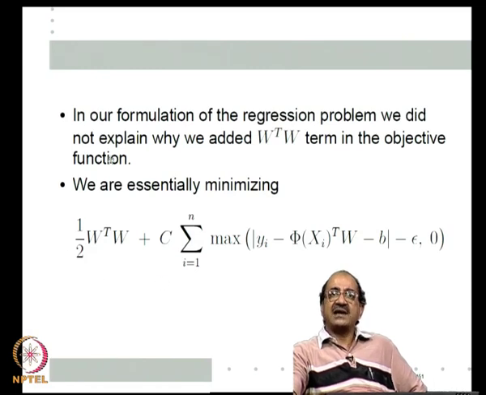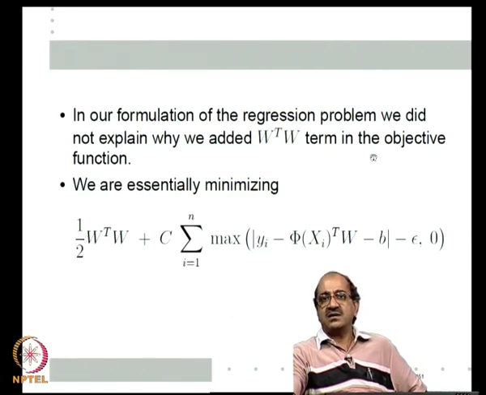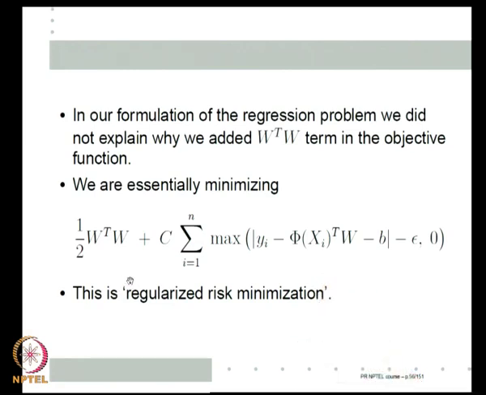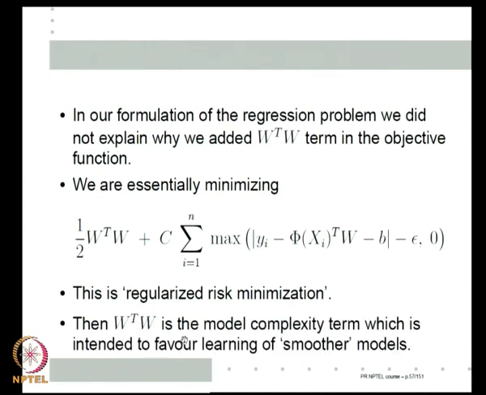In addition, I added this. So, this is essentially what I am minimizing. This is the empirical risk, this is the model complexity, and that is what I am minimizing. Okay. So, this is regularized risk minimization. The only thing we have to show is why this is a good regularization term, right. W transpose W is the model complexity term which is intended to favor learning of smooth models.